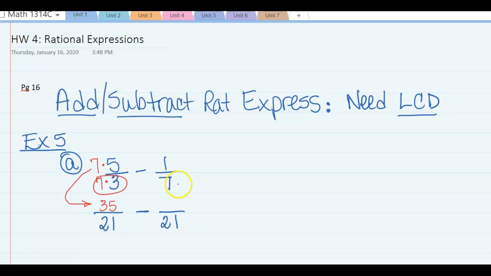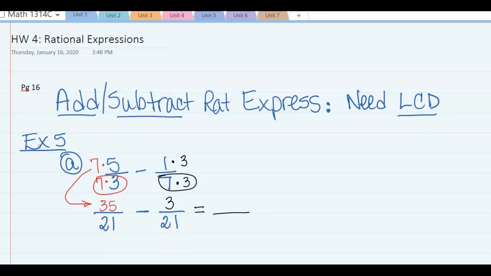Similarly, we will do the same thing over here. We realize that we need to multiply by a 3 because 7 times 3 will give me 21. So I need to multiply the top by 3 as well. And that's how I get 3 over 21. If I were to reduce this, this would become 1 over 7.